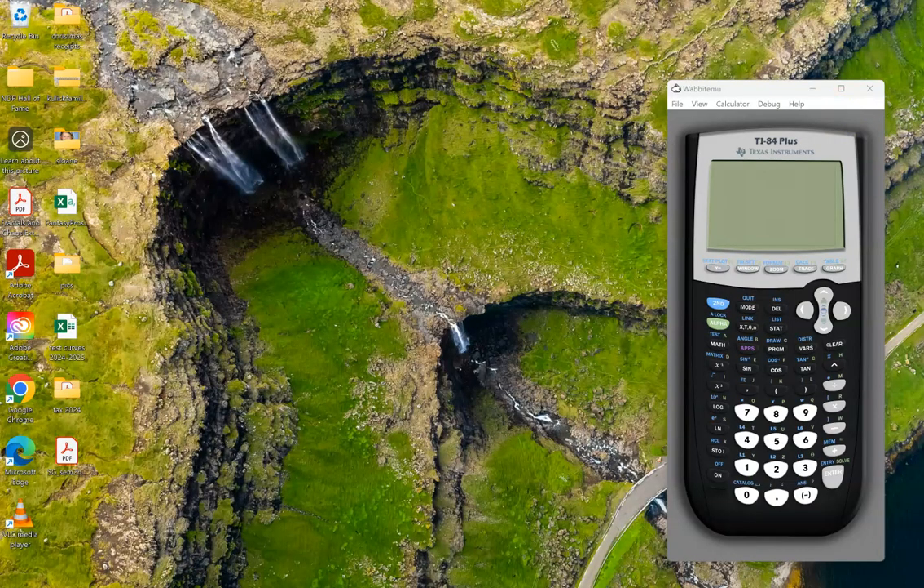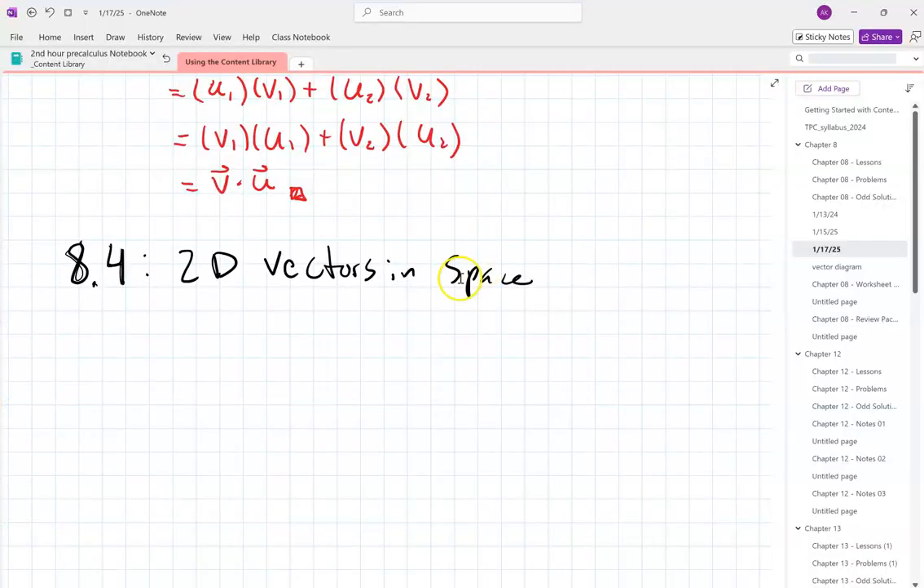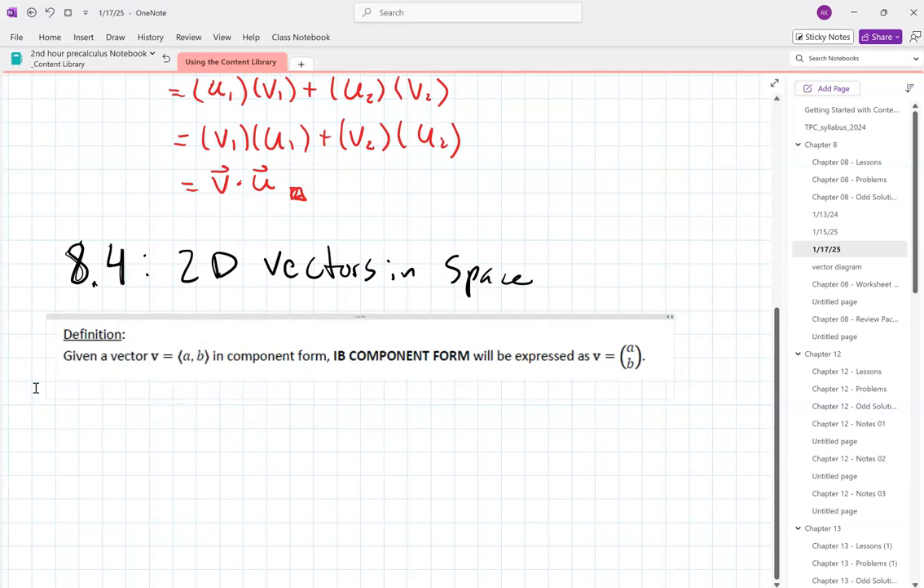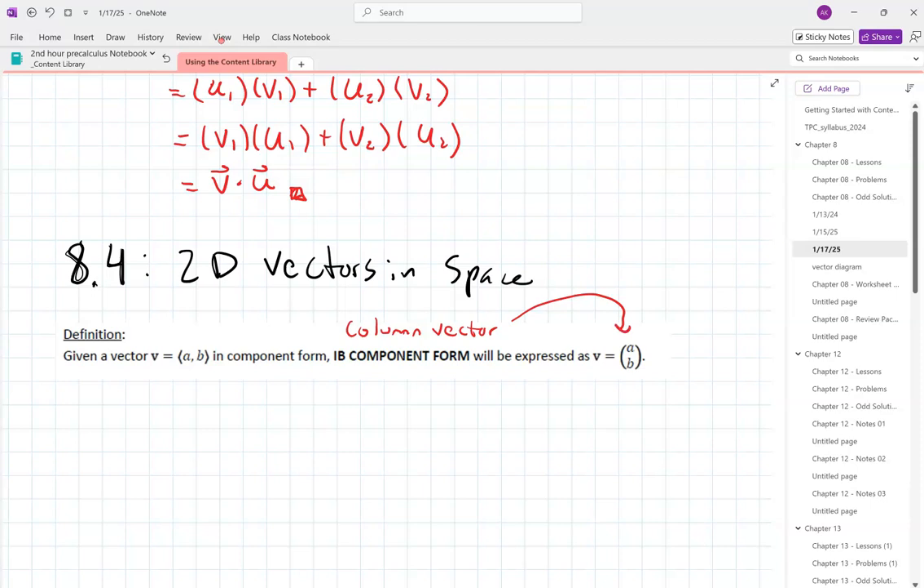So we'll start off by just introducing a new notation. This new notation is called IB component form, or when I was a student, we called this a column vector, because it was written vertically like a column in a matrix. Notice that ostensibly there is no difference here between the component form we've been dealing with and this. It's just visual, right? Instead of writing it horizontally, we're stacking it vertically and using a parenthesis instead of a wedge.